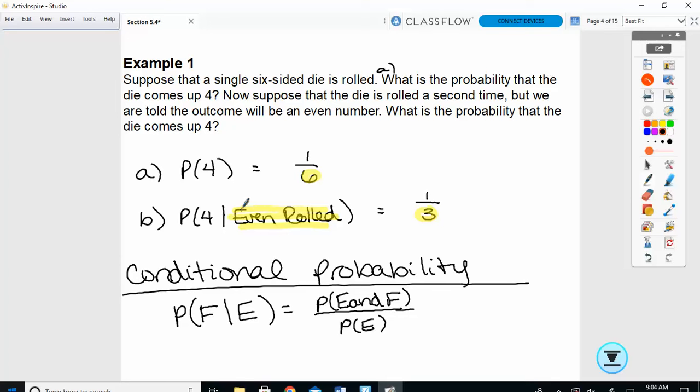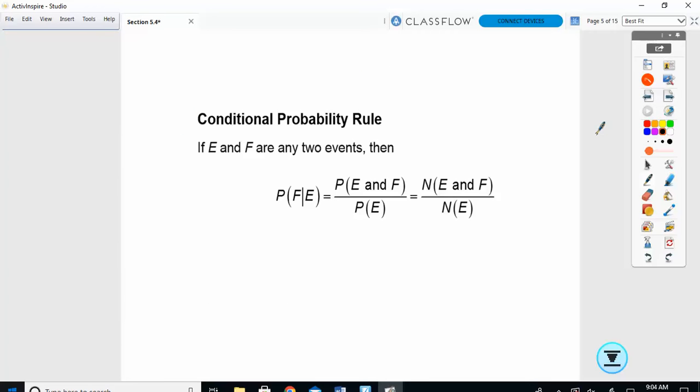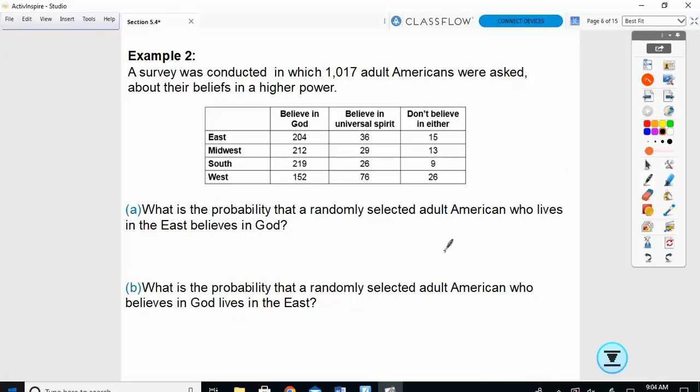So let's look at an example. Okay, so let's say we have a survey. And we are going to poll 1,017 Americans and ask about their beliefs in a higher power. So we have the region, East, Midwest, Southwest, and their responses.